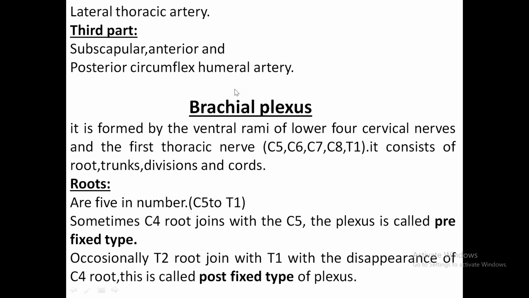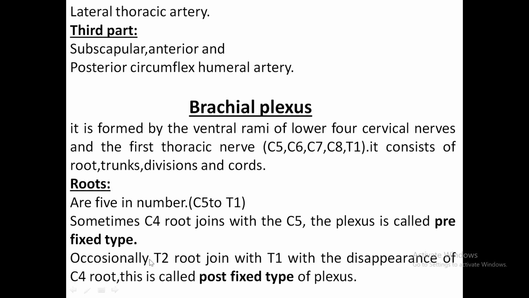Brachial plexus. This is a most important question. The brachial plexus is formed by the ventral rami of the lower four cervical nerves and the first thoracic nerve. It consists of roots, trunks, divisions, and cords. Roots are 5 in number, from cervical 5 to thoracic 1. Sometimes the cervical 4 root joins with the cervical 5. The plexus is then called prefixed type.